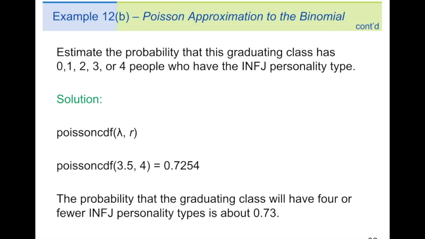Estimate the probability that this graduating class has 0, 1, 2, 3, or 4 people who have the INFJ personality type. So we look for the Poisson CDF, because we want to add up all of them from 0 up to 4. Lambda is 3.5, and we want up to 4 successes, so 0.7254. The probability that the graduating class will have 4 or fewer INFJ personality types is 0.73.